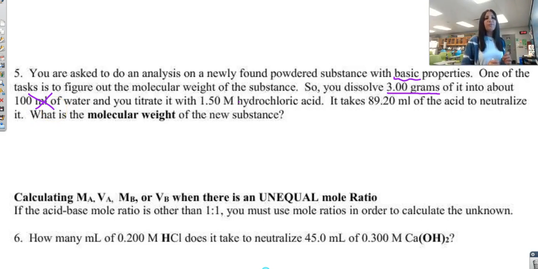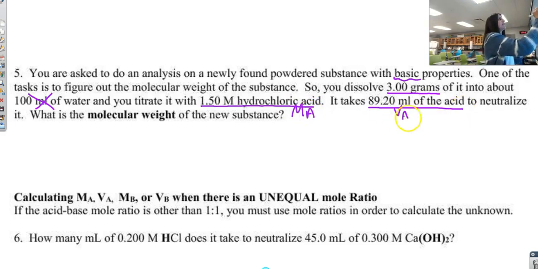And you titrate it with 1.50 molar hydrochloric acid. Perfect. So same as last time. This is going to be my MA, my hydrochloric acid. And it takes 89.2 milliliters of the acid, so that must be my VA, to neutralize it. What is the molecular weight?